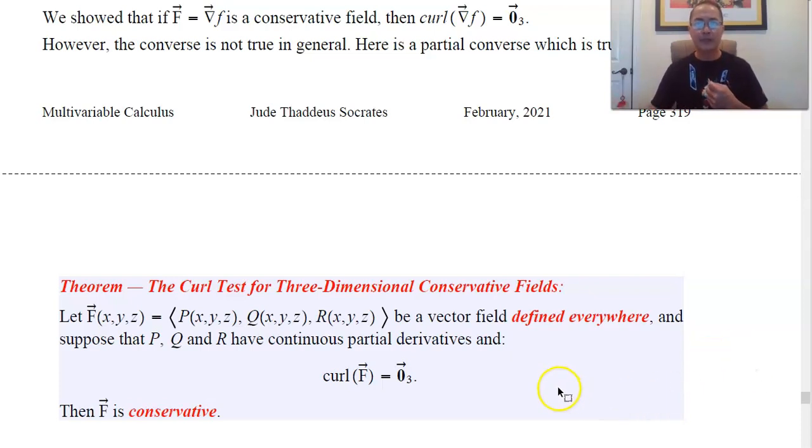So here, you don't have to believe anymore. You can actually check that your field is conservative. If the curl is not 0, then don't bother wasting your time. Your field is not going to be conservative. You will not be able to find a potential function.